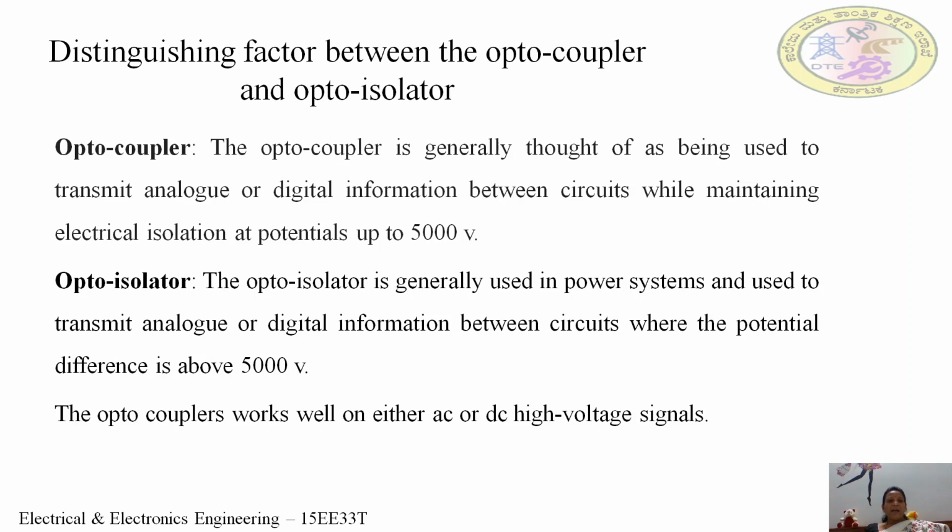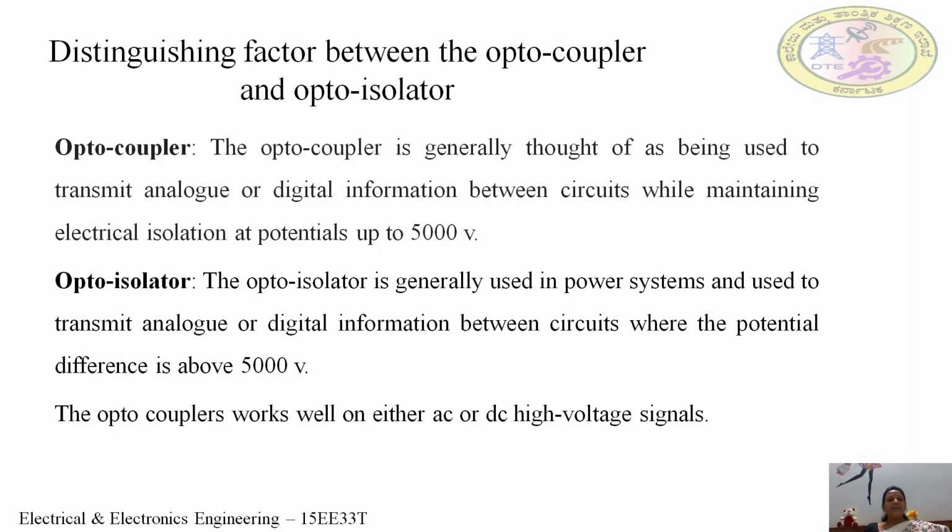Optocouplers are used to transmit analog or digital information between two circuits which are electrically isolated, and the electrical isolation that can be achieved is up to 5000 volts. Similarly, optoisolators are also used to transmit either analog or digital information between two circuits which are electrically isolated, but the potential difference is above 5000 volts. Also, optocouplers are mainly used in the field of digital electronics.